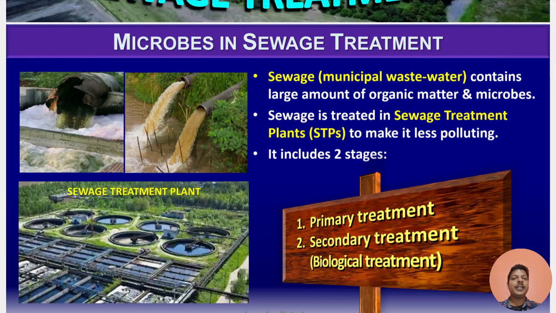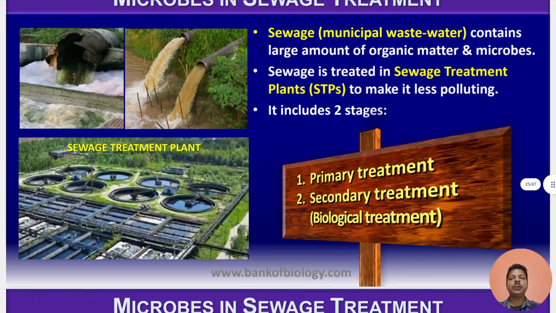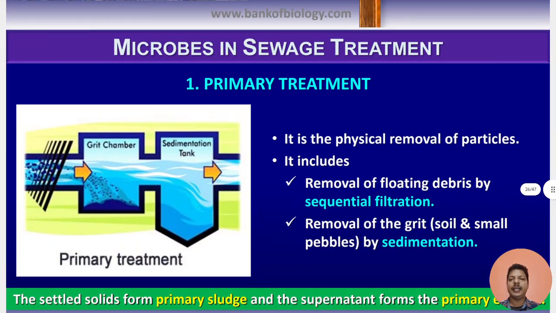Sewage, that is municipal wastewater, contains a large amount of organic matter and microbes. Sewage is treated in sewage treatment plants, STPs, to make it less polluting. It includes two stages: primary treatment and secondary or biological treatment. First of all, primary treatment. Here you can see the diagram and the lines written in the PDF.